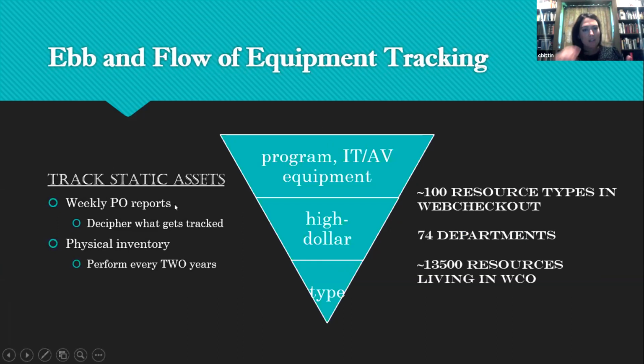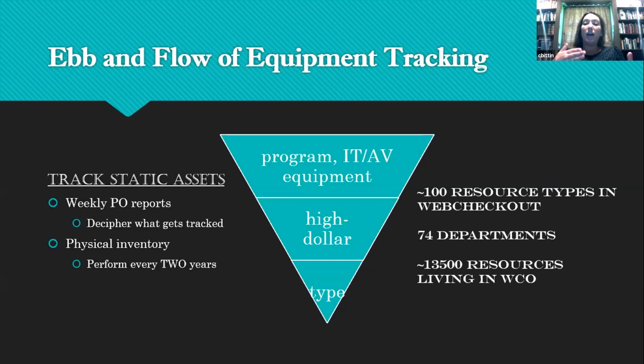So basically, back to the PO report, since I don't know why my other screen isn't showing. With the PO reports I'm running, I want to keep in mind the equipment. What program is it going to? Is it AV equipment? Is it high dollar equipment? What type of equipment's coming into the college? And then through that, I'm going to decipher what's happening with this equipment.